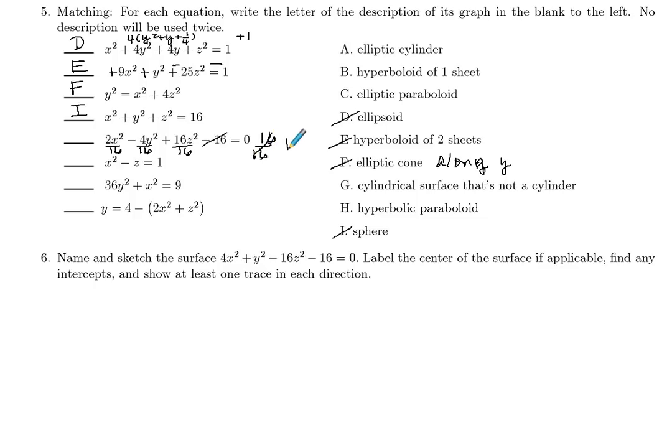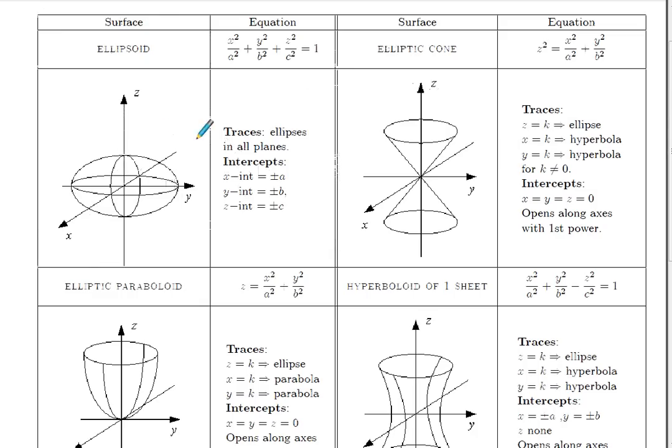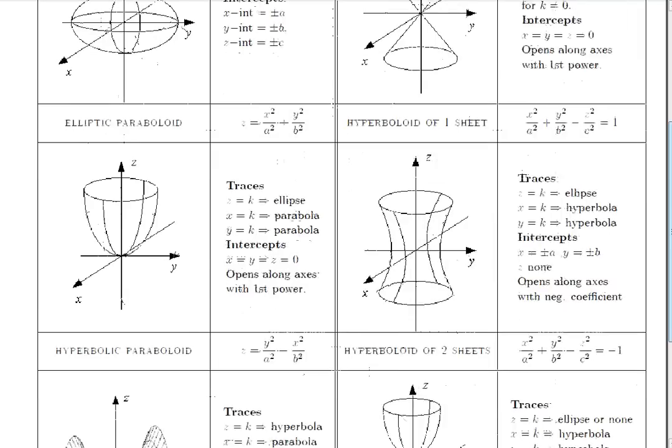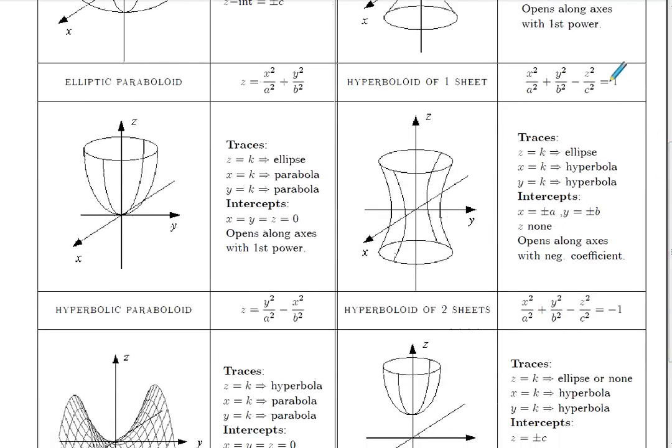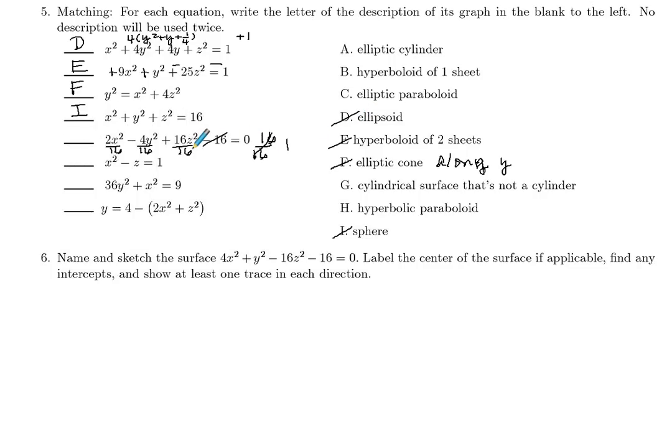Okay, so these guys cancel. We get a positive 1 on the right hand side. We've got positive x and a positive z and a negative y. So two positives and a negative with a 1 on the right hand side. So this one went along the z-axis because it was negative z coordinate, hyperboloid of 1 sheet. So this will be hyperboloid of 1 sheet, but it'll go along the y-axis. So that's B. Just along the y-axis.